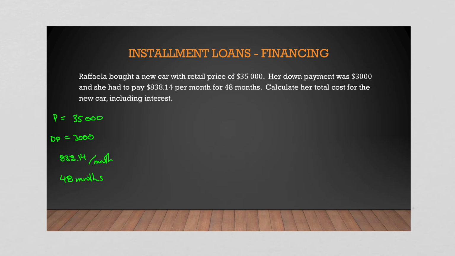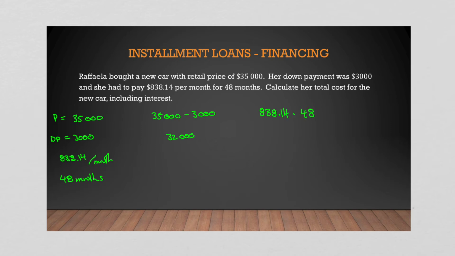Well, if we look at how much the car cost, $35,000 minus $3,000, because that was her down payment, over the 48 months she basically owed $32,000. Now, how much interest did she pay? Well, what were her payments? Her payments were $838.14 per month, and she paid for 48 months.